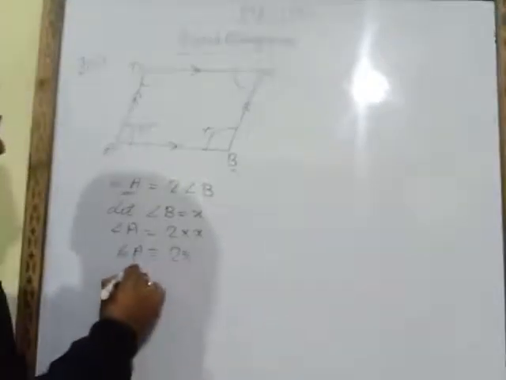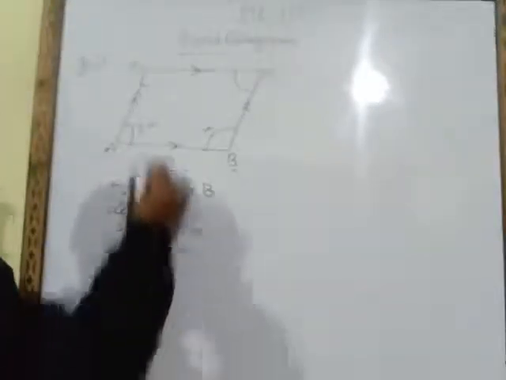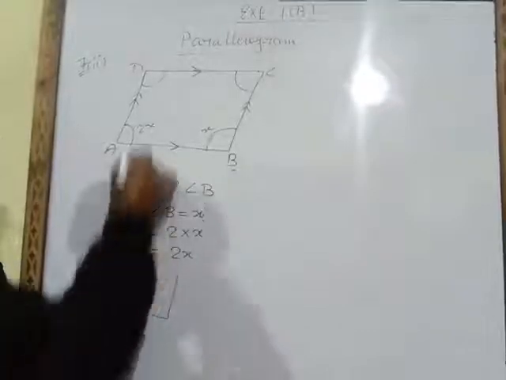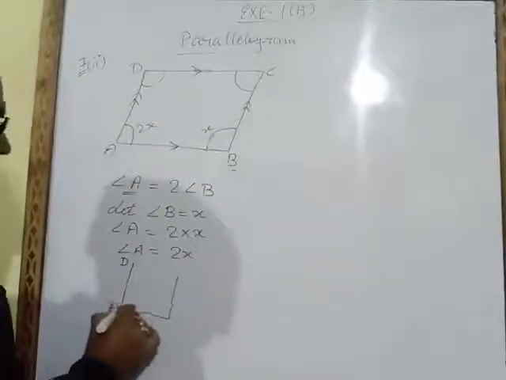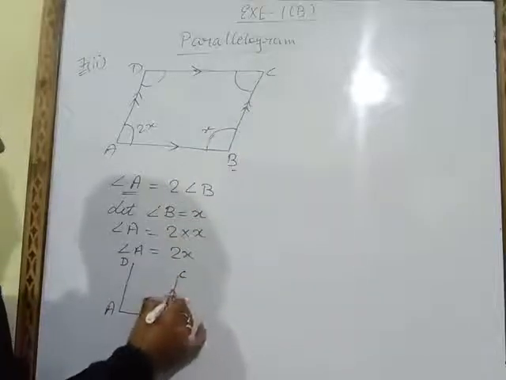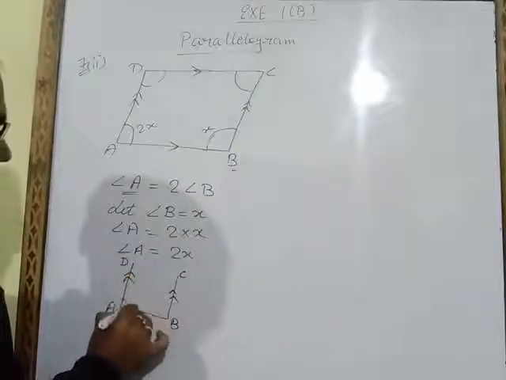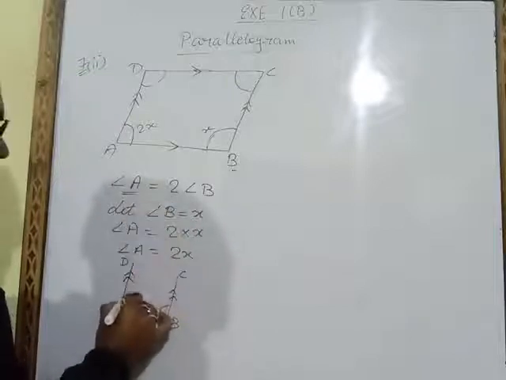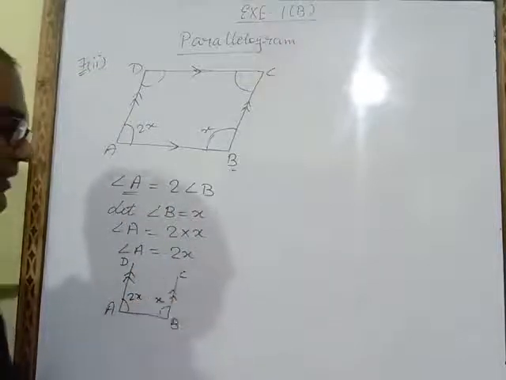What is co-interior angle? We will take a U shape. This is D. Downside it is A, then B. Upside it is C. These two lines are parallel, and these two angles we are having are 2X and X.